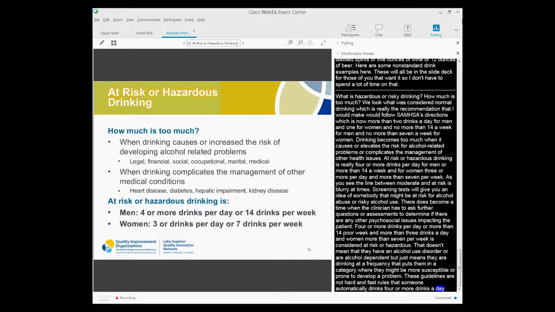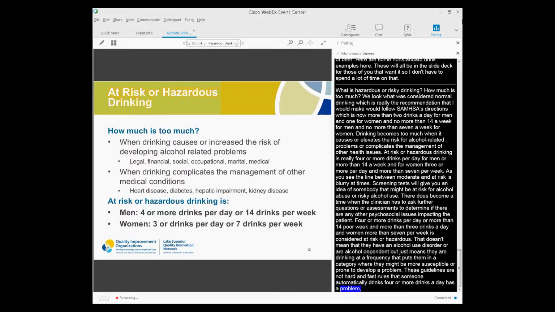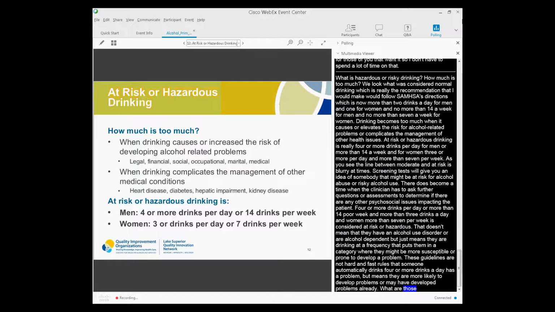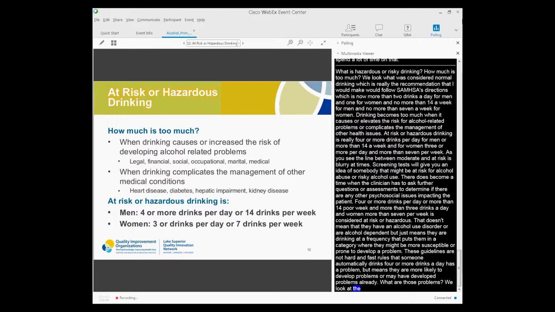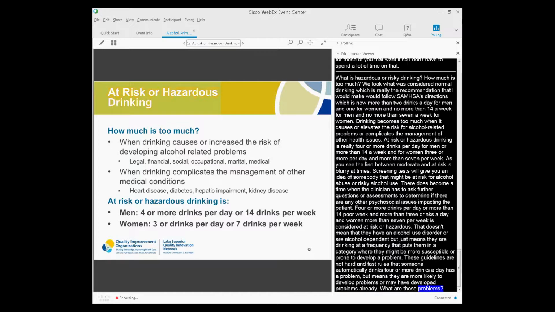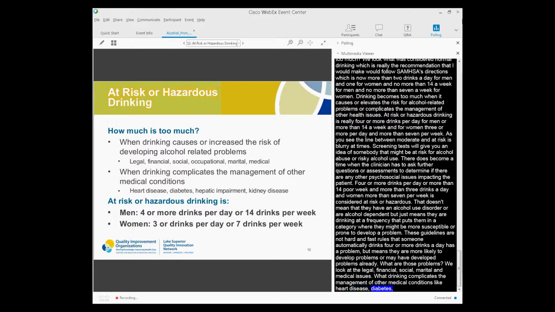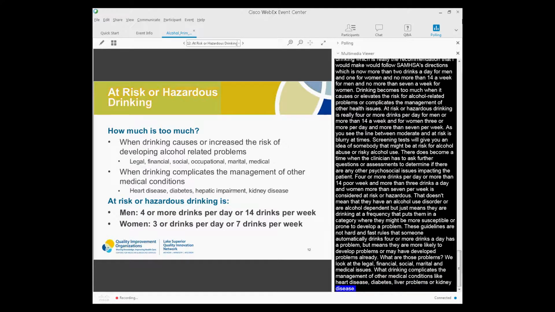And what are those problems? We look at legal, financial, social, occupational, marital, and medical issues. And when drinking complicates the management of other medical conditions, such as heart disease, diabetes, hepatic impairment or liver problems, or kidney disease. So a patient's drinking becomes hazardous really when it causes problems.